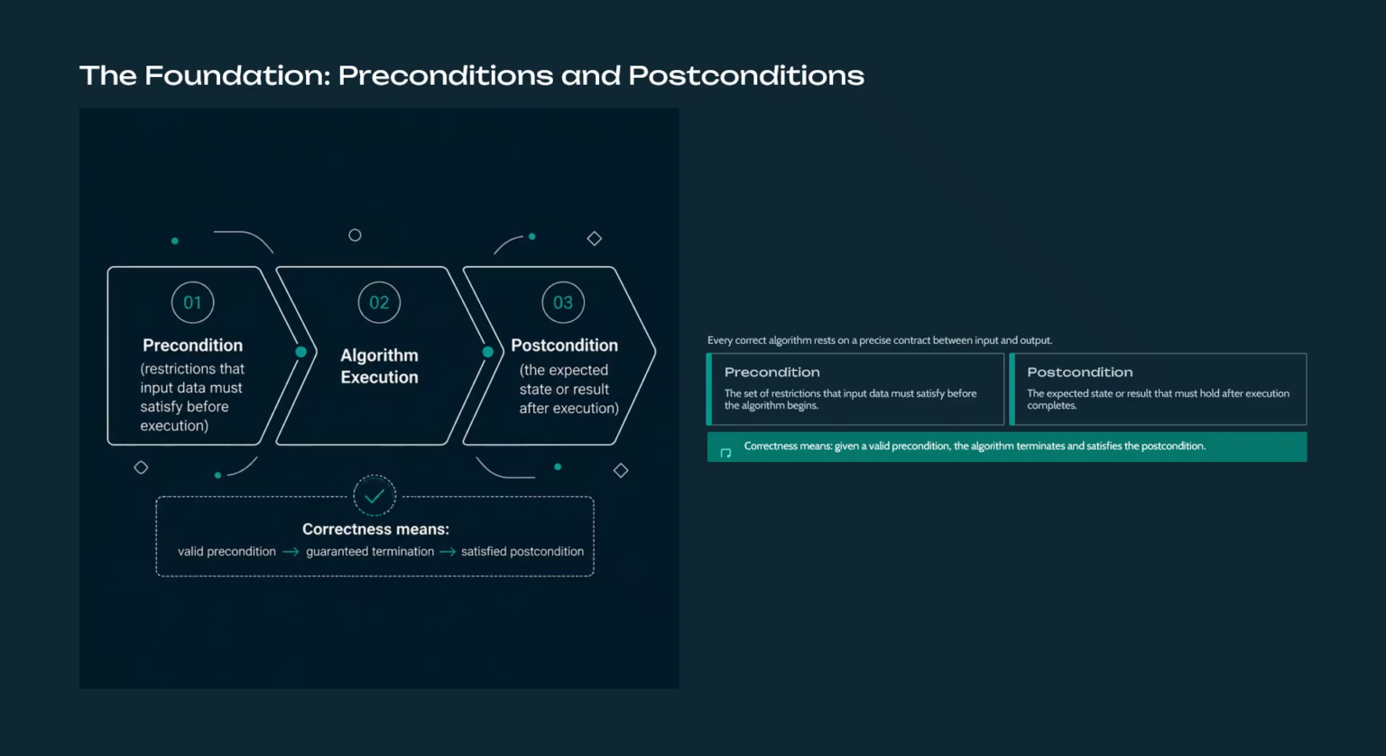The second component is the postcondition. A postcondition specifies what must be true after the algorithm finishes executing. For example, after sorting an array, the postcondition states that all elements must appear in ascending order. Therefore, proving correctness means showing that whenever the precondition is satisfied, the algorithm always terminates and the postcondition becomes true. This idea forms the basis of formal software verification.